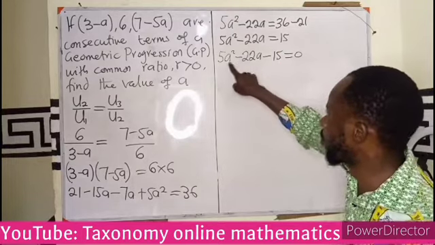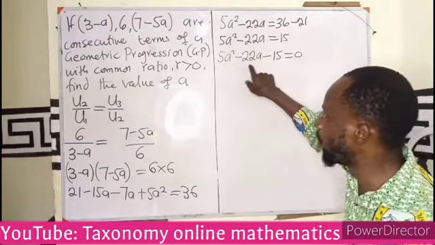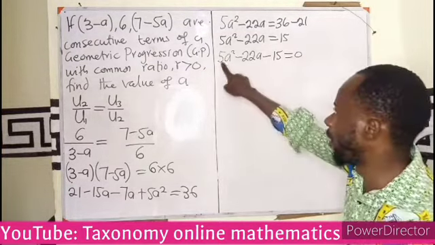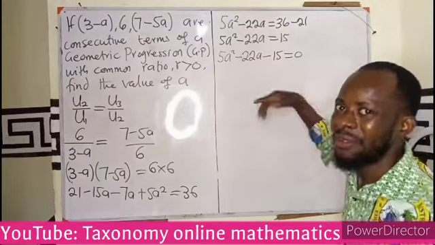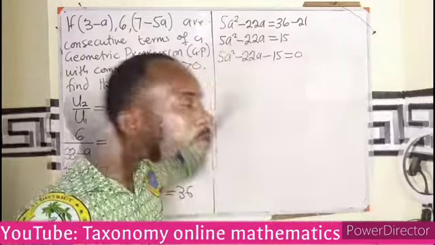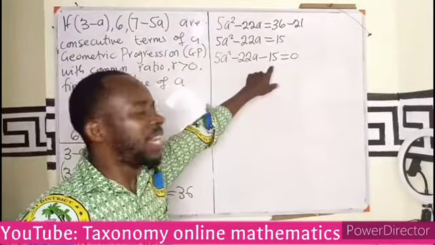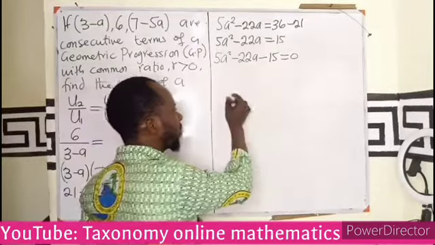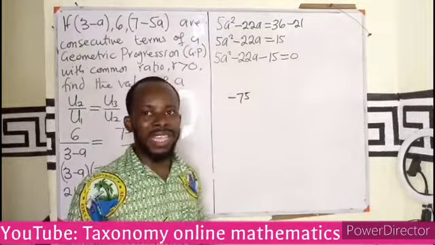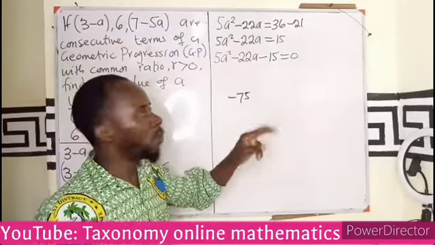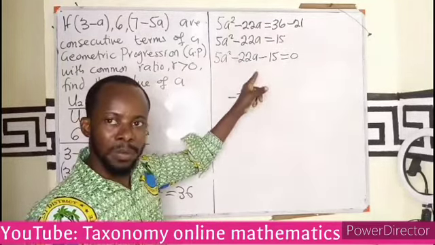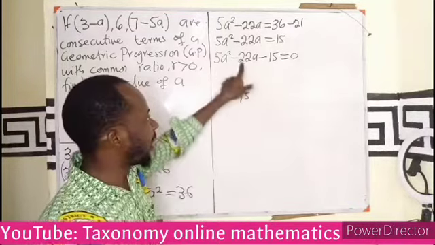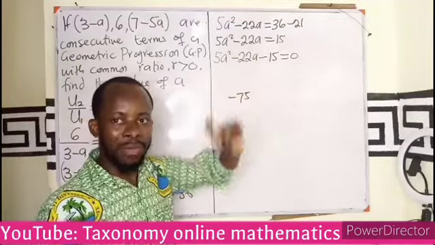Don't forget that there's no common factor between 5 and 22, even though there's a common factor between these two. So we multiply this by this: 5 times negative 15 gives negative 75. We look for factors of negative 75 which, when added, give negative 22, but when multiplied still give negative 75, meaning one of the factors must be negative. And since we have a negative here, the bigger one must be negative.